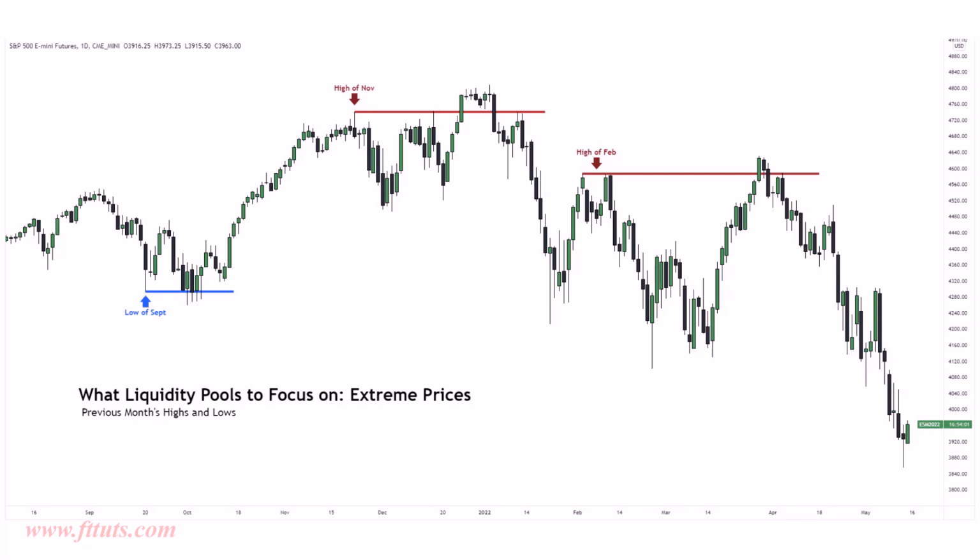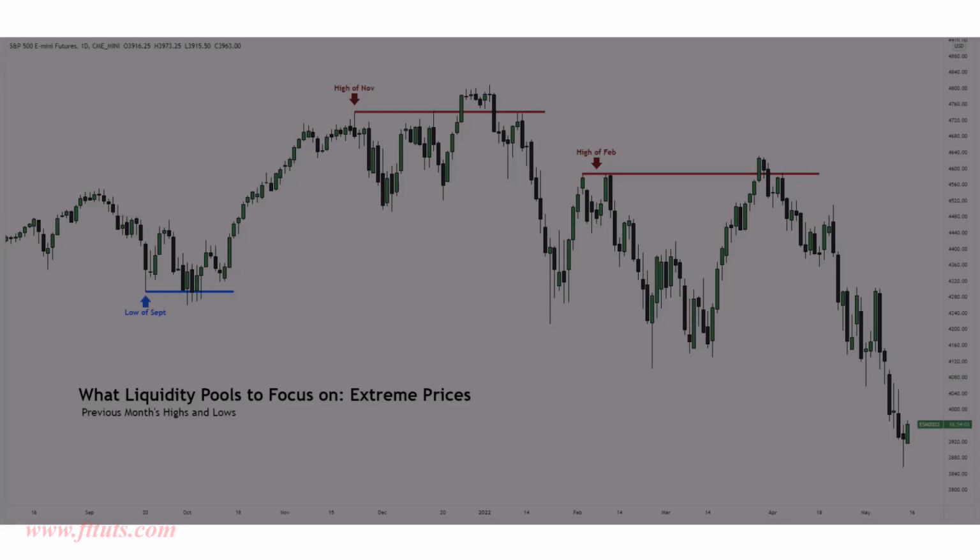So what liquidity pools should we focus on? We're talking about extreme prices here. And extreme prices are when price breaks out of a trading range. Here, that's the most extreme prices. And the first liquidity pools that we want to focus on are previous month's highs and previous month's lows.